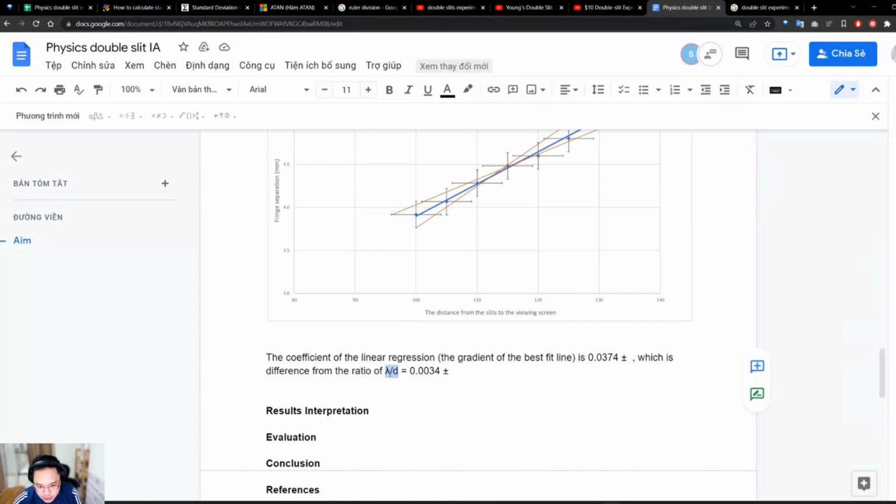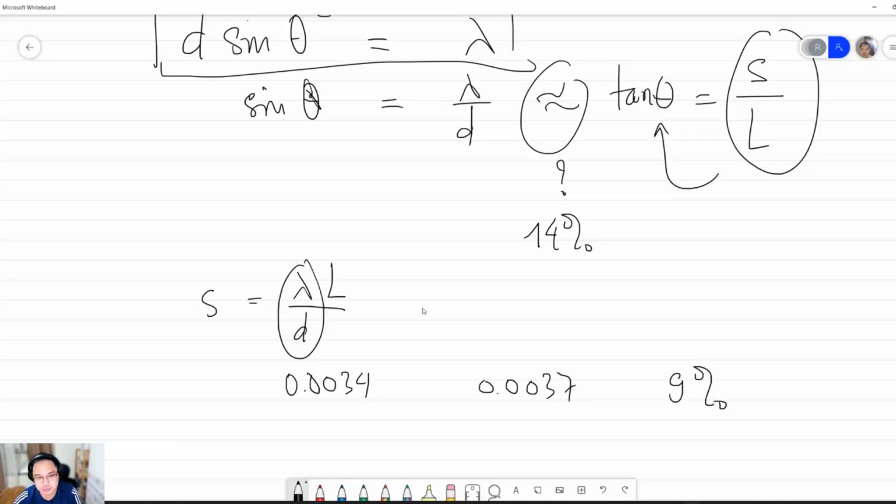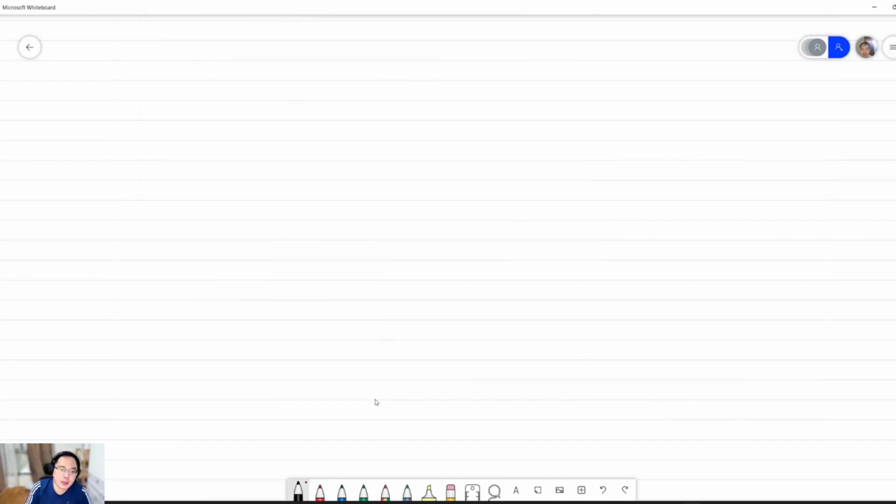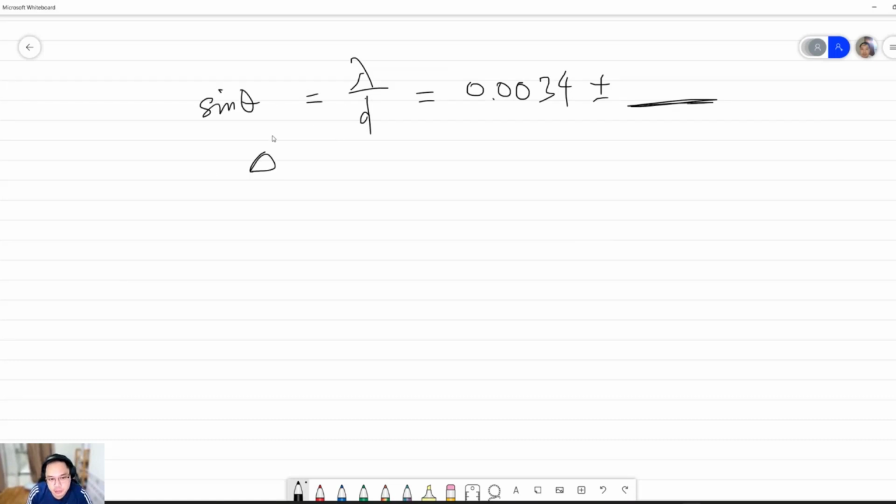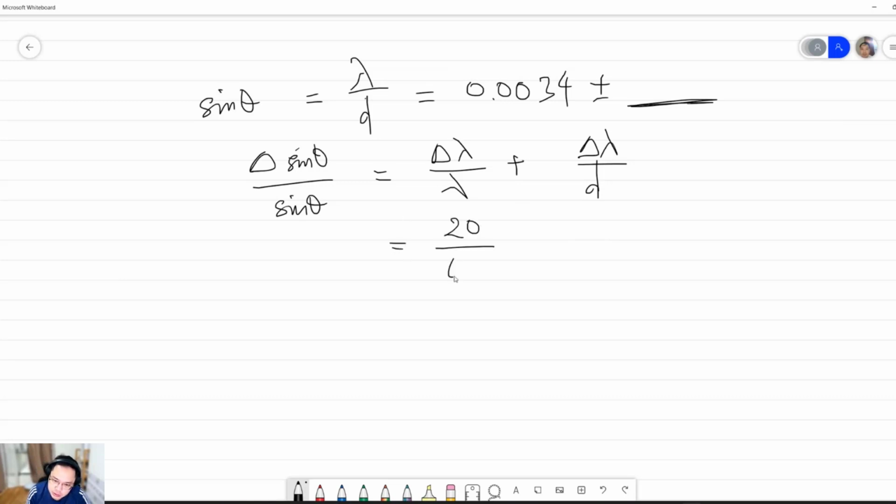So the percentage uncertainty of this ratio, lambda over d, this ratio is 0.34, but we want to find it plus or minus something, an absolute uncertainty, by calculating, let's call this sine theta. So the percentage uncertainty of sine theta over sine theta is equal to the absolute uncertainty of lambda plus the absolute uncertainty of d. This is 20 over 680 percent plus this d, 0.5 millimeter over 0.2 millimeter percent.